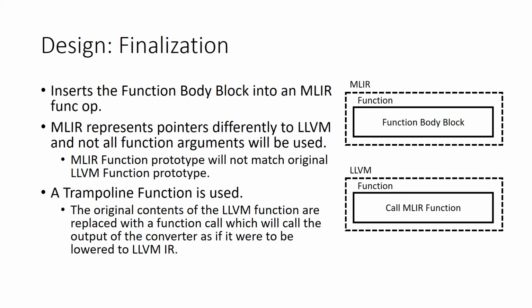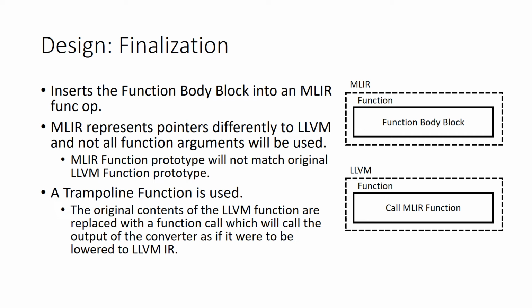The last stage of the SYCLops converter is the finalization stage. The purpose of this stage is to take the function body block generated by the CFG reconstruction stage and insert it into an MLIR function op. Due to the fact that MLIR represents pointers differently to LLVM, and the fact that not all function arguments will be used, the arguments to this new MLIR function will not match the original LLVM function. This is a problem, since one API expects this function to have a specific prototype, which we are implicitly changing. The goal is that when the MLIR kernel is lowered back to LLVM, it'll be able to be properly called using the original function prototype.